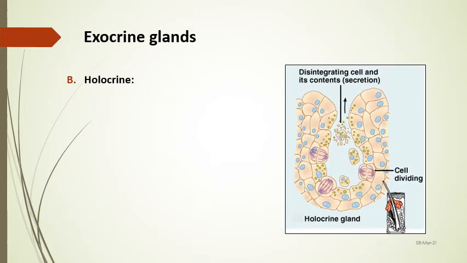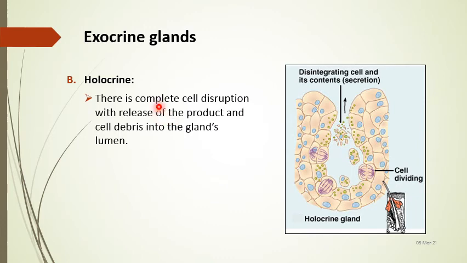The second mode of secretion is holocrine. In the holocrine, there is complete cell disruption. The cell dies, disrupted, with the release of the product and cell debris into the gland's lumen. زي ما شايفين هنا في الجراف, the example of a holocrine gland is the sebaceous gland.